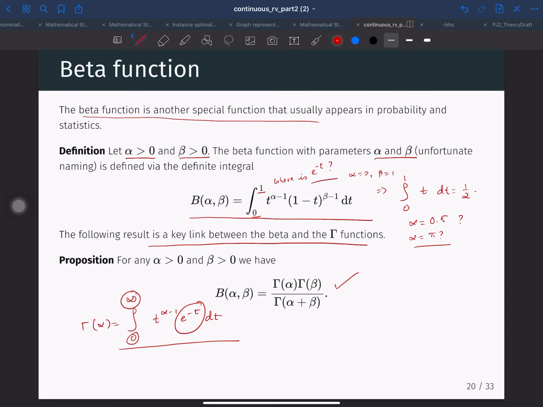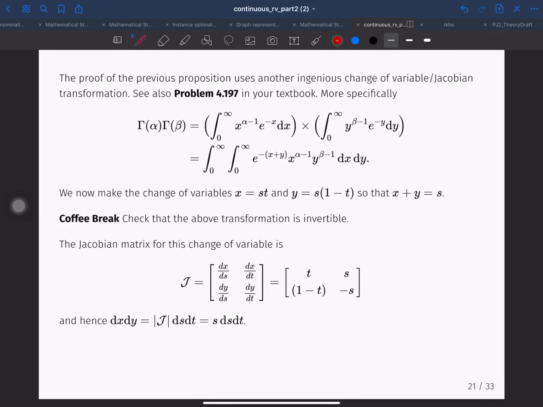So it turns out that this relationship here can be proved using another quite ingenious change of variable, Jacobian transformation. So this is problem 4.197 in your textbook, done in a slightly different flavor. But in any case, as we recall, if we write gamma alpha and gamma beta as two integrals, the first integral uses x and the second integral uses y, then we can combine this into a single integral as follows.